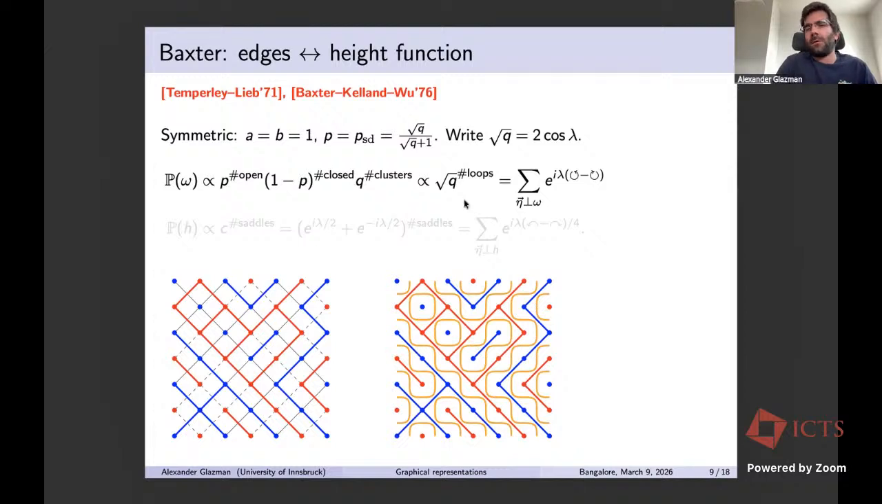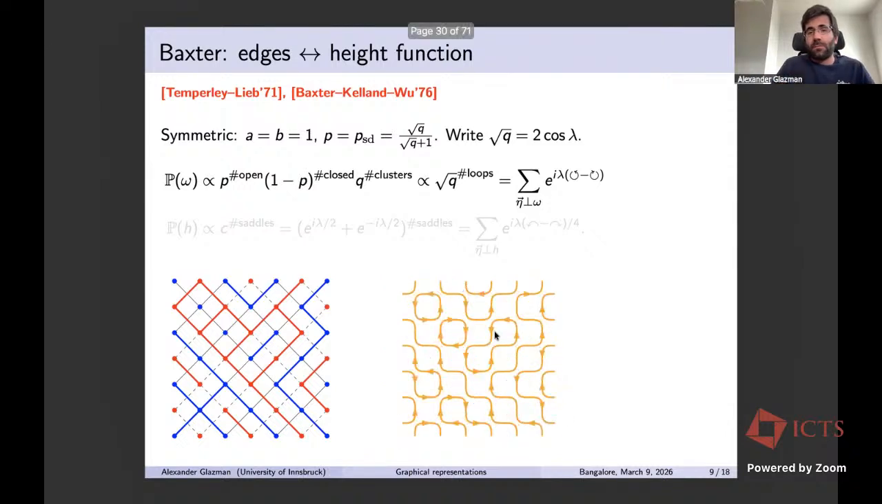And then afterwards you can rewrite root q as e to the i lambda plus e to the minus i lambda. For this slide, maybe it's best to assume that q is at most 4. Like this, root q is 2 times cosine lambda, and lambda is real. So then you rewrite root q as e to the i lambda plus e to the minus i lambda. So these are two possible orientations of the loops. So you get this, now you decompose this into different oriented loops.